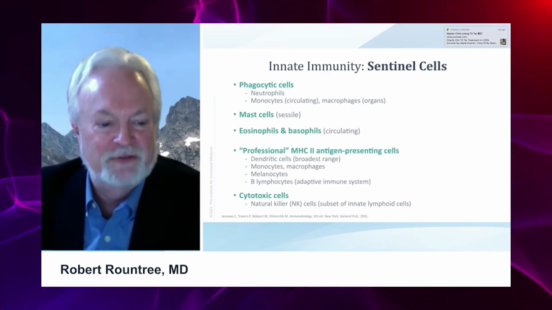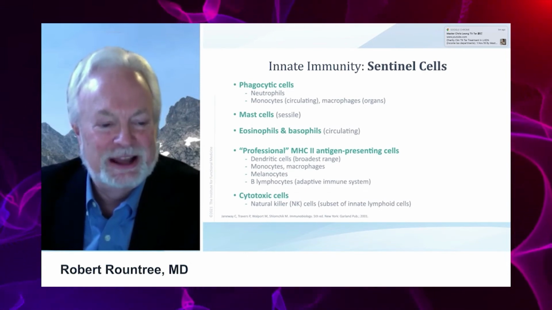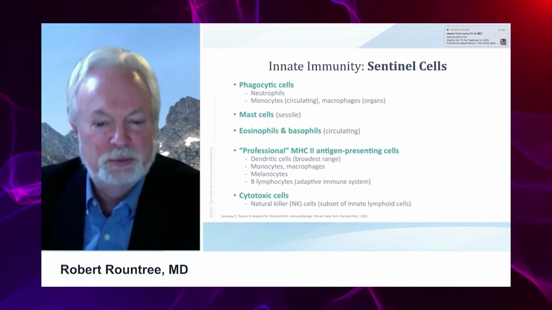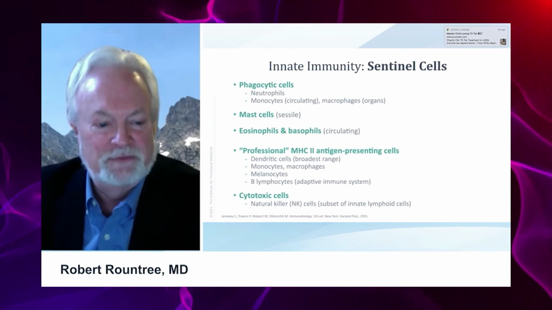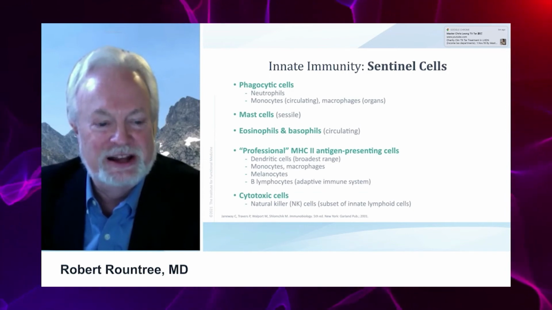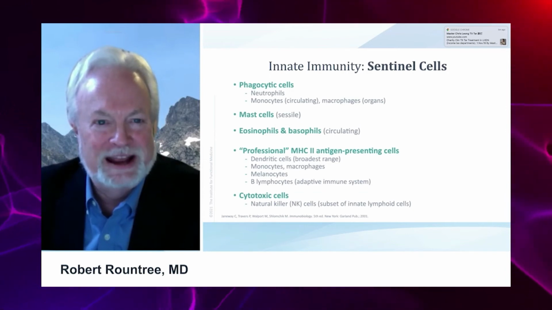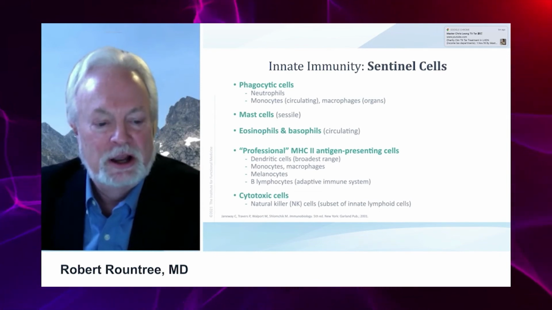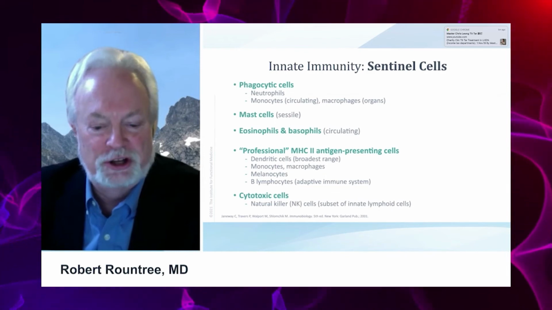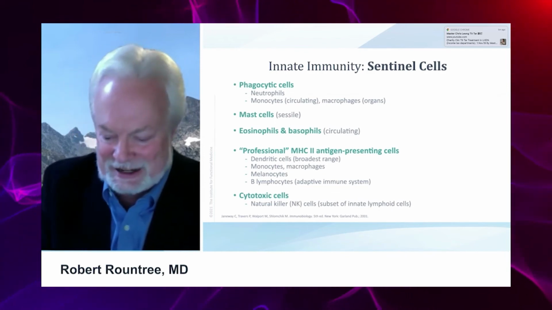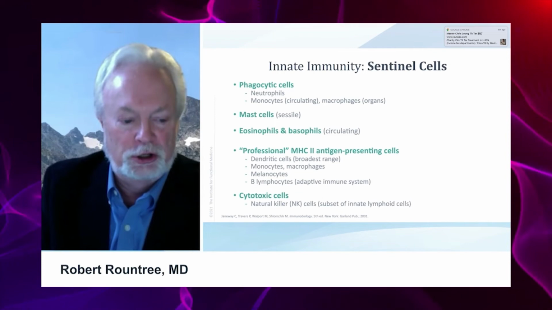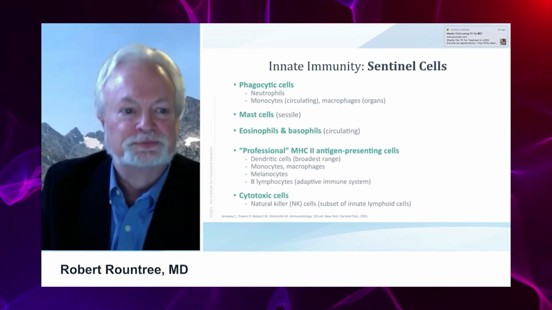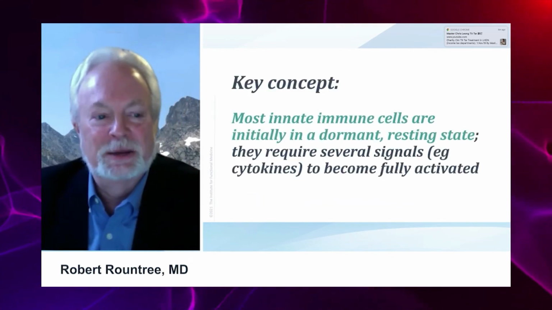Also monocytes, macrophages, melanocytes. Yes, melanocytes in the skin can present antigens. B lymphocytes can present antigens. They're not technically part of the innate immune system, but in this case, they work a lot like innate immune cells. And then finally, the natural killer cells, which are a subset of innate lymphoid cells that I mentioned earlier. They're cytotoxic cells. Very key concept.